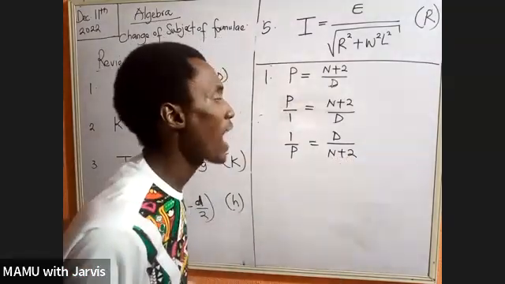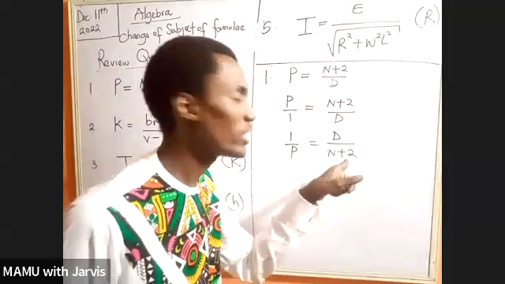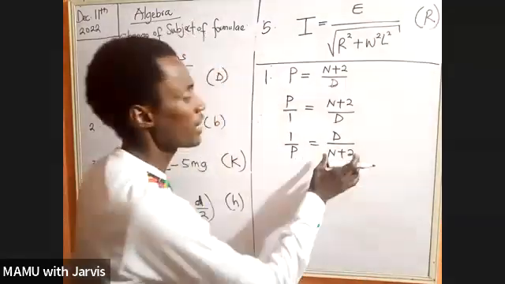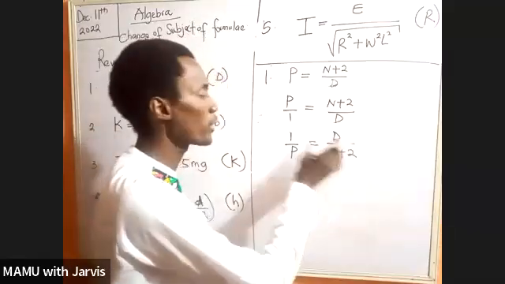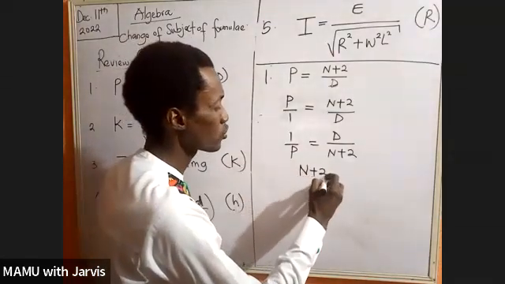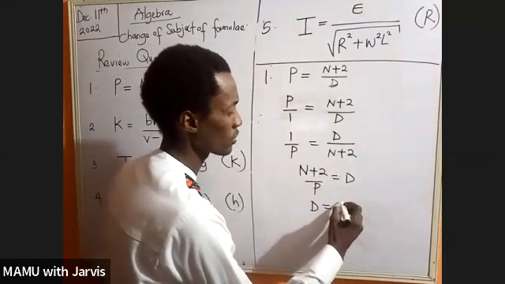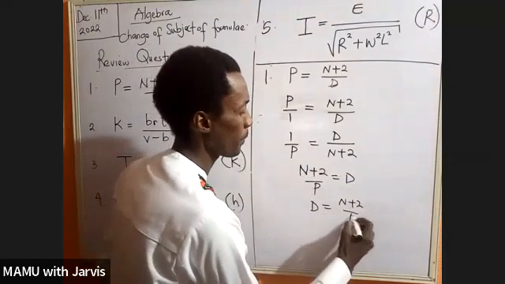So at this point, I'm seeing D as a numerator. So what don't I need? I don't need the denominator. So if the denominator leaves this corner, it's going to be a numerator here. So D. So N plus 2 over P will be equal to D, meaning that D is equal to what? N plus 2 over P.